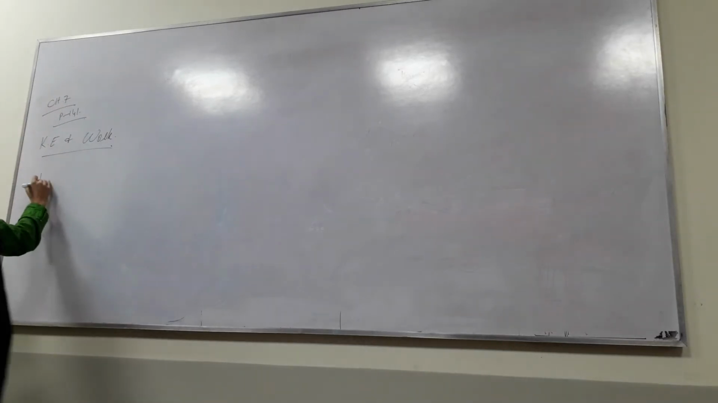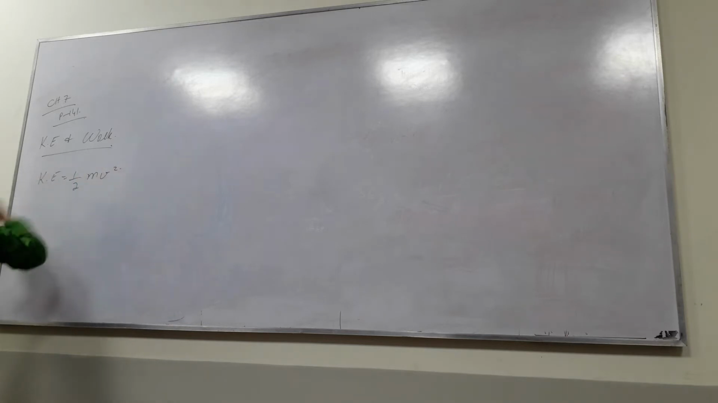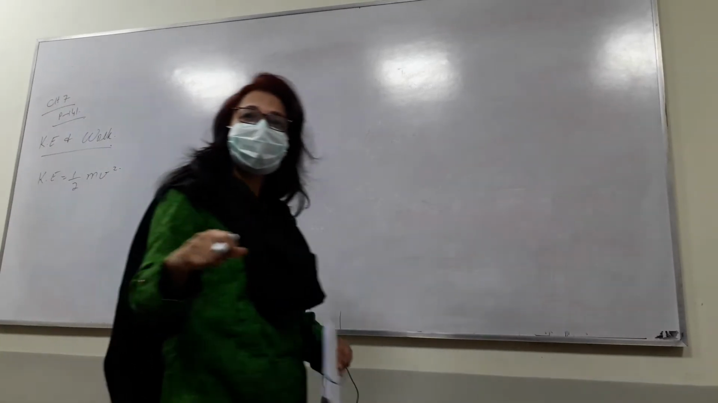Energy? Half mv squared. So you are familiar with this. It depends upon the mass of the body and it depends upon the velocity of the body. So higher the velocity, higher will be the kinetic energy. So that's very simple. What is work?